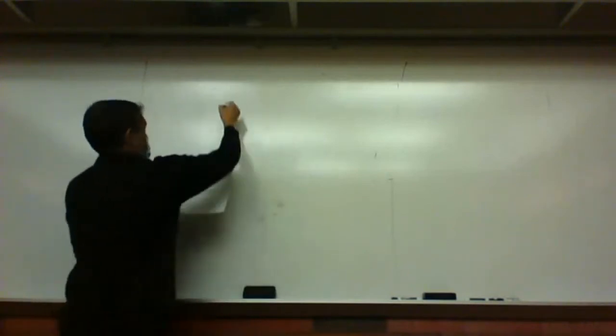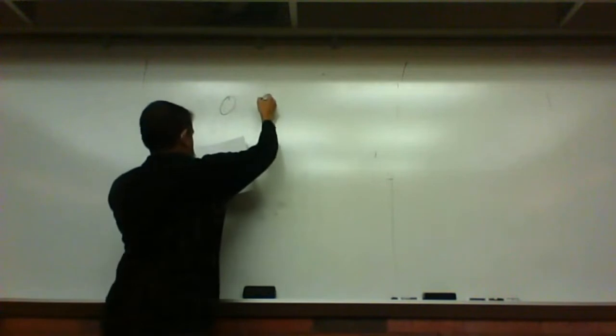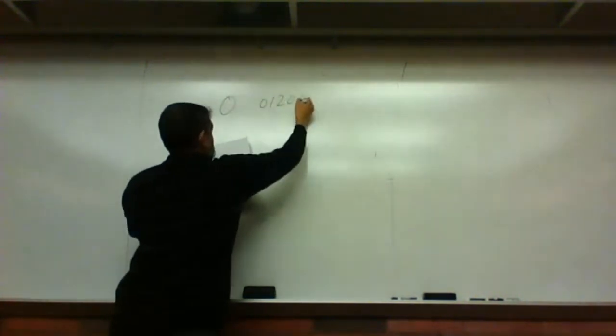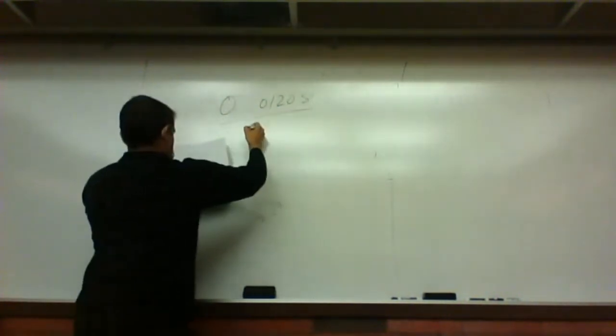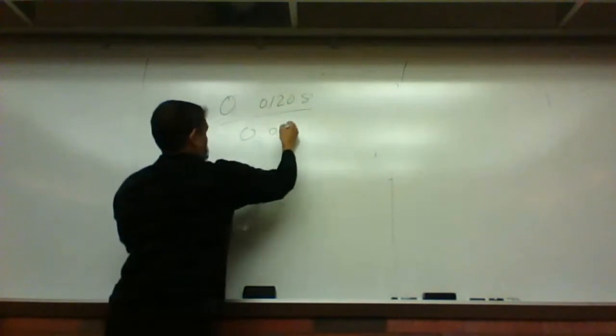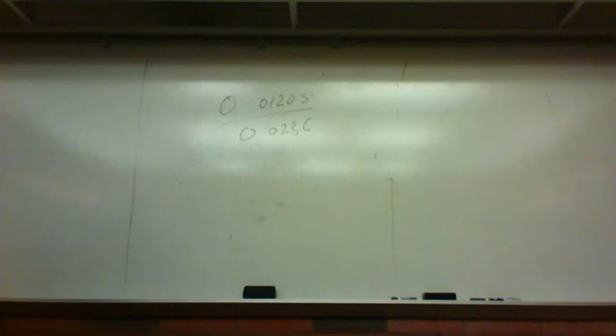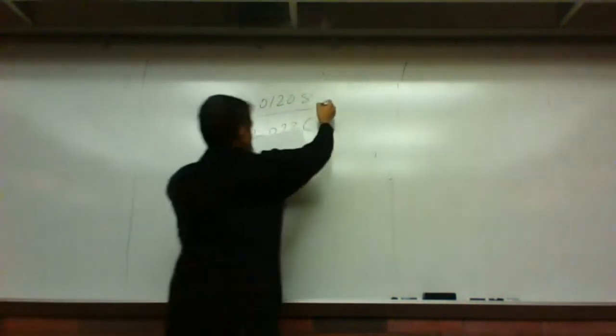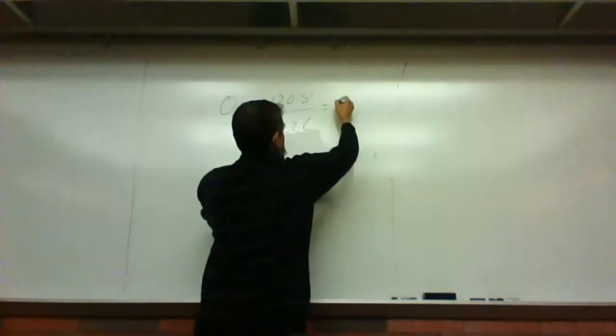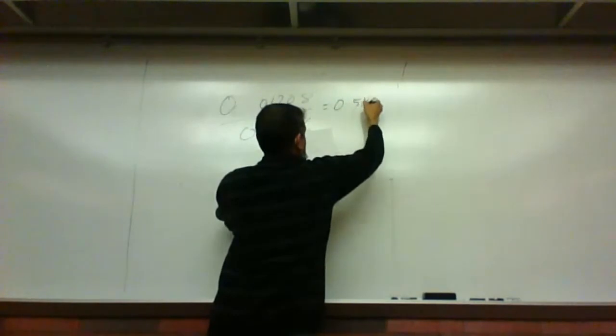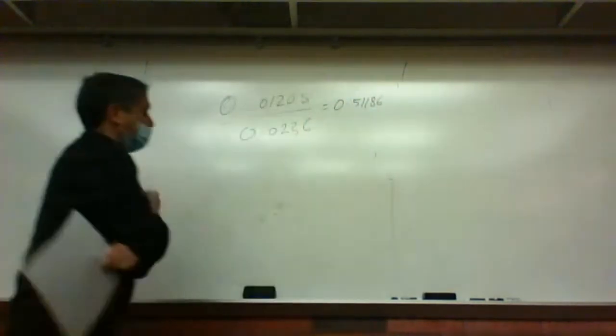So let's look at another one from the book. So here is a division of 0.01208, and I divide the number by 0.0236. So I'm just dividing here. Put those numbers in the calculator and divide, and your number in the calculator comes like this: 0.51186. The calculator gives this.